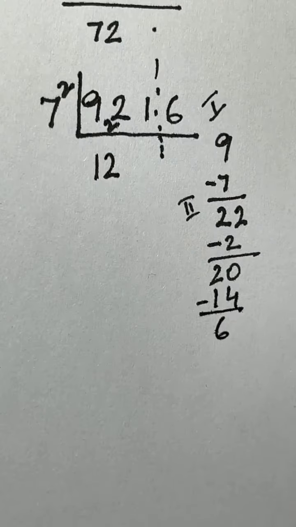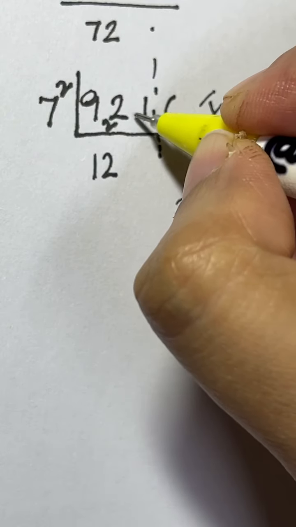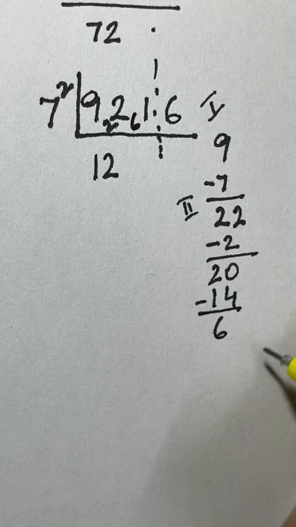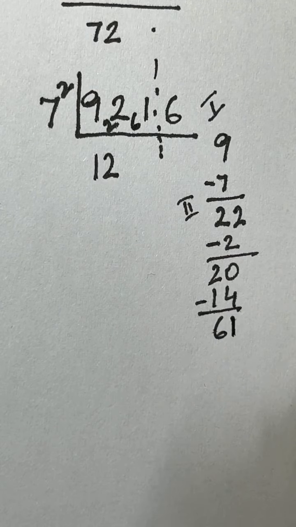Now this 6 carries over here to the next number. It becomes 61. Let me write down 1. So it became 61. Now what do we do?